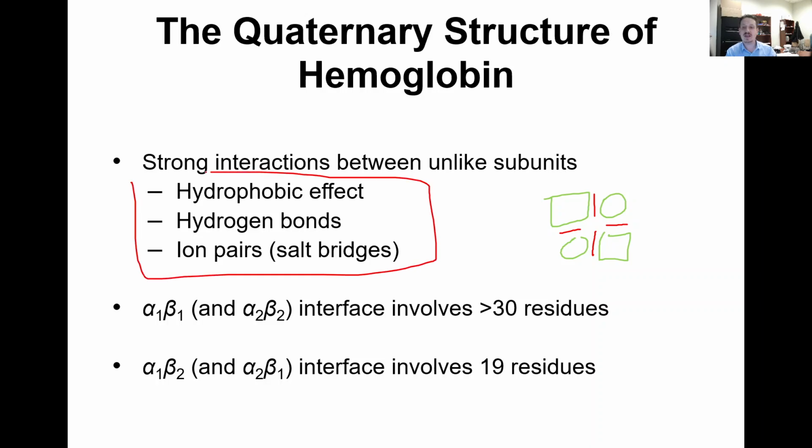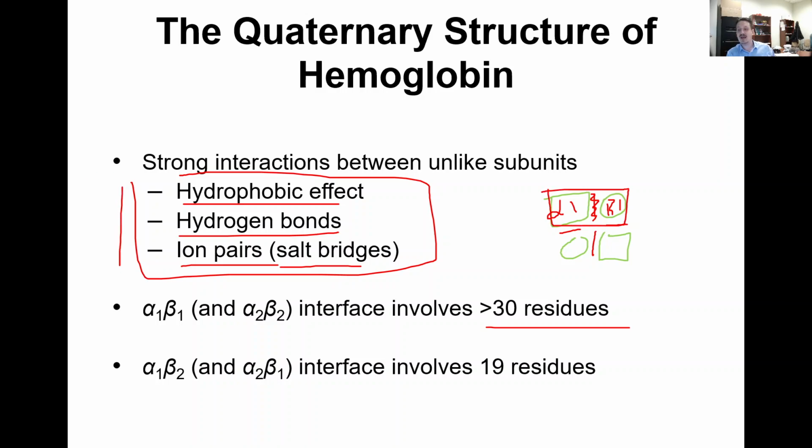And these are kept together by various forces: the hydrophobic effect, hydrogen bonds, ion pairs, ionic attraction, salt bridges. Between the alpha 1 and the beta 1 subunit, this interface has about 30 amino acids which are touching, with these forces keeping it together as a pair. But also between the alpha 1 and the beta 2, for example, this interface, there's 19 amino acids which are keeping that together by these intermolecular forces. But these subunits can slide.